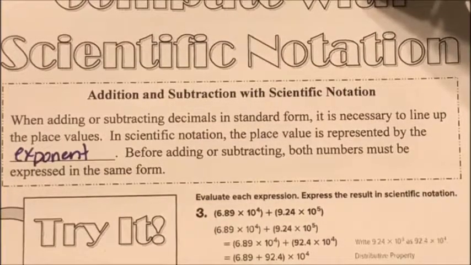Before adding or subtracting, both numbers must be expressed in the same form. Okay, so if they're not expressed in the same form, it means I cannot add them together. All right, so let's go ahead and look at some problems. So the first problem I have, problem number 3 right here.